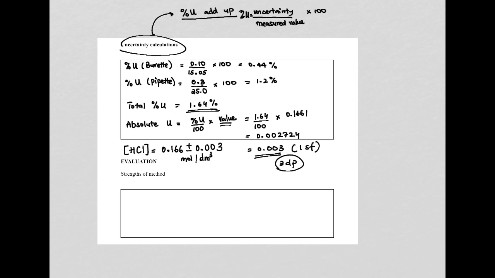Now, what does this value mean? What does the percentage uncertainty mean? It means that my value of concentration of HCl is off by 1.64%. It could be higher by this amount or it could be lower by this amount.